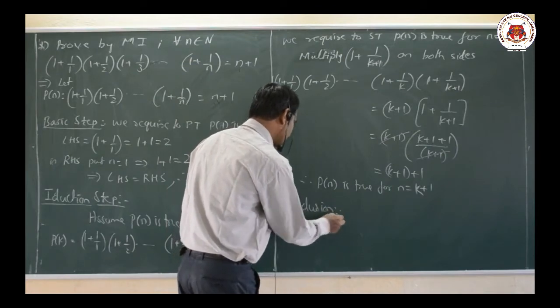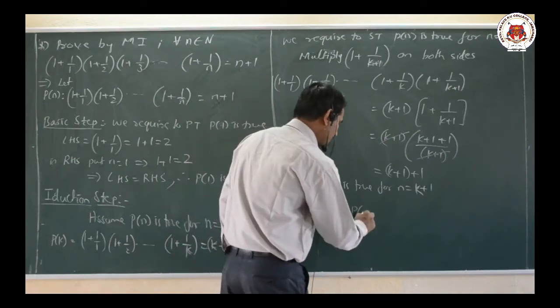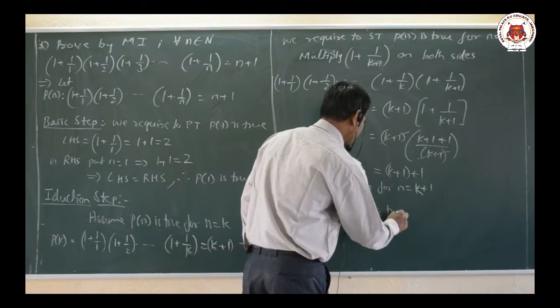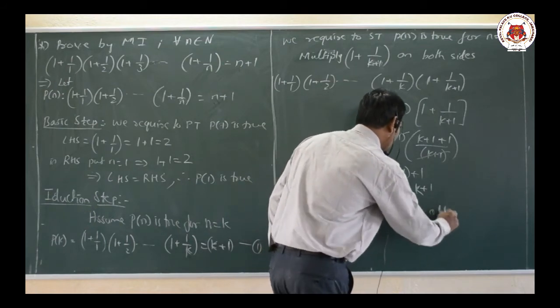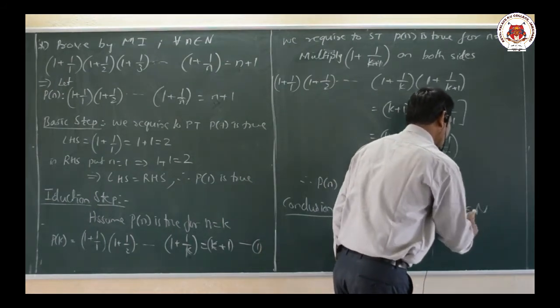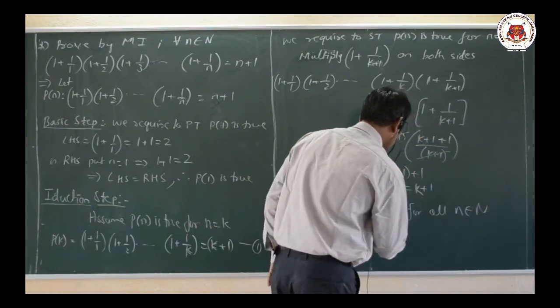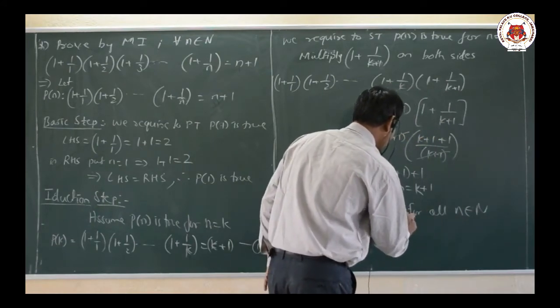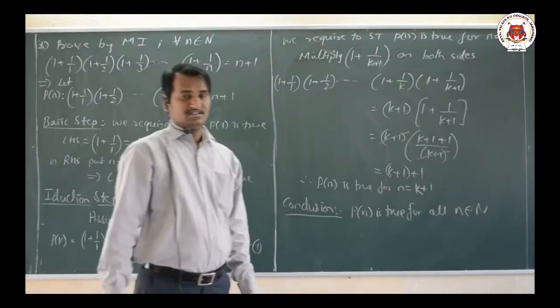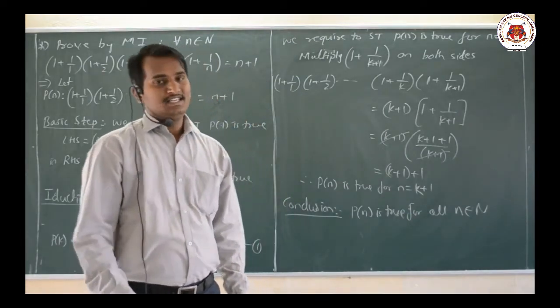Conclusion will be as follows. That is nothing but P of n is true for all n belonging to the natural numbers. True for all n belonging to the natural numbers, and hence that is nothing but our required result. Very, very simple and easy one.